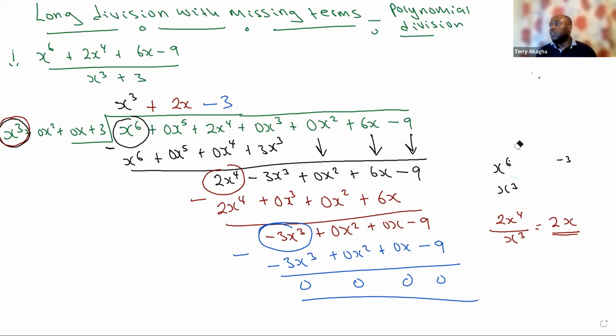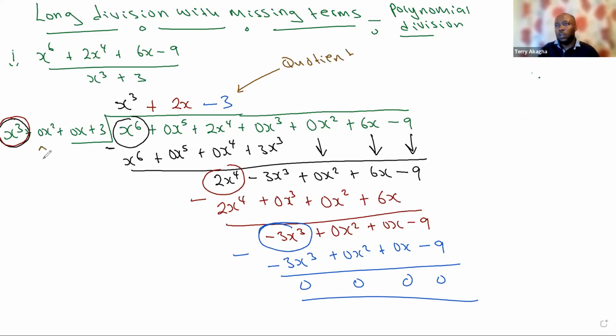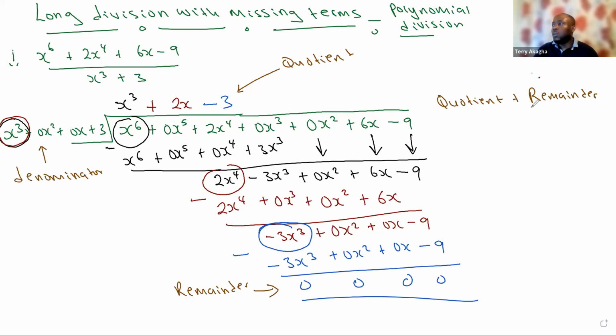So then how do you write the answer? Remember I explained in the last video that this number here is the quotient. This is the denominator. And this is the remainder. And I told you the way to write it is the quotient plus the remainder over the denominator.